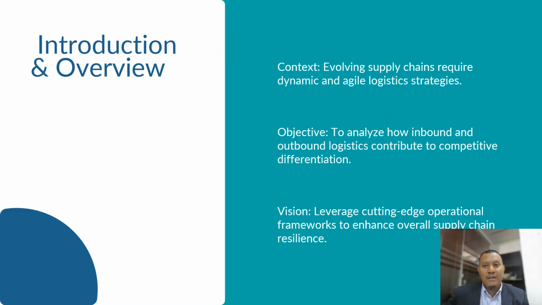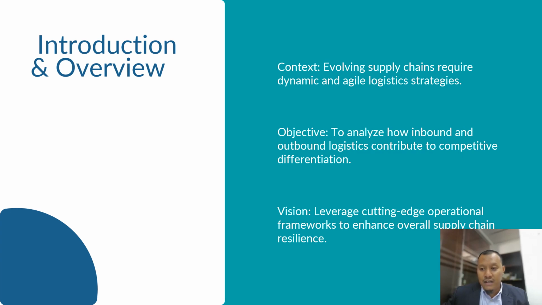The first one, we're talking about the context of evolving supply chains that require dynamic and agile logistic strategies. This is very important to ensure that the strategy we implement will help us to stay relevant and dynamic in the logistic strategies. The objective of this topic is to analyze how inbound and outbound logistics contribute to competitive differentiation. The vision is to leverage cutting-edge operational frameworks to enhance overall supply chain resilience.